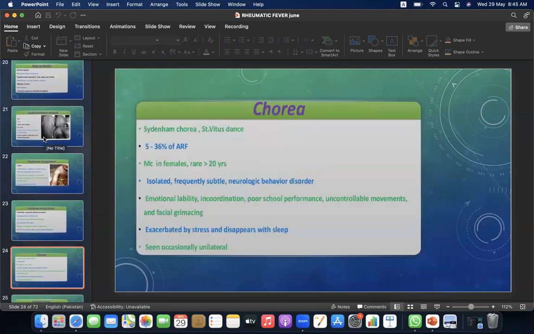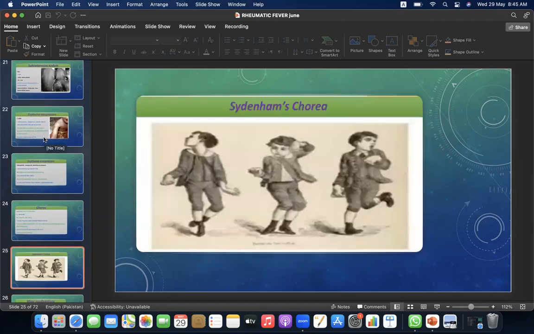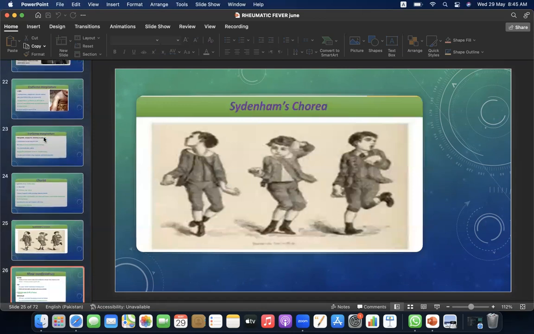Chorea: Sydenham chorea occurs in 5 to 36% of acute rheumatic fever. It is more common in females and rarely present after 20 years of age. It is an isolated, frequently subtle neurological behavior disorder with emotional lability, incoordination, poor school performance, uncontrollable movements, and facial grimacing. It is exacerbated by stress, disappears with sleep, and is occasionally unilateral. You can see here a pictorial representation of Sydenham chorea.